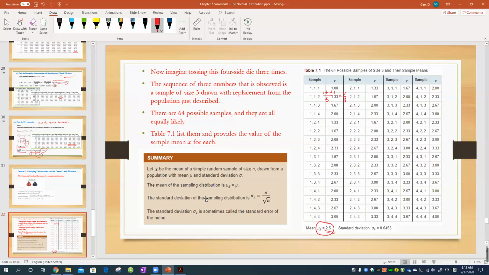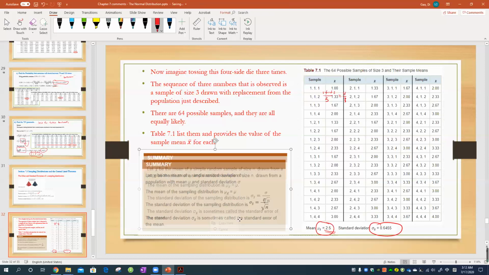And the standard deviation of the sampling distribution, we call it sigma x bar. So that is the standard deviation of all the values. So we have 1, 1.33, 1.67, up to 4. All of those sample means, we look at the standard deviation of those. We can definitely calculate that. We have 64 numbers, but we can still use the shortcut formula to calculate the population standard deviation, and that is 0.6455.